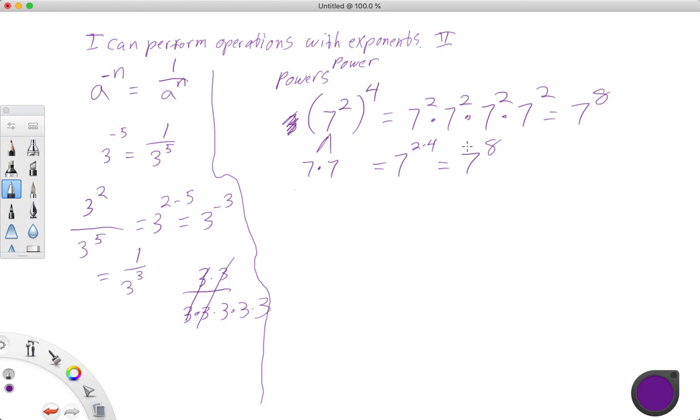And that's it. That's the basic properties and the things you need to know about working with exponents. Again, at some point we'll also talk about roots, but that should cover everything that we need to for today.